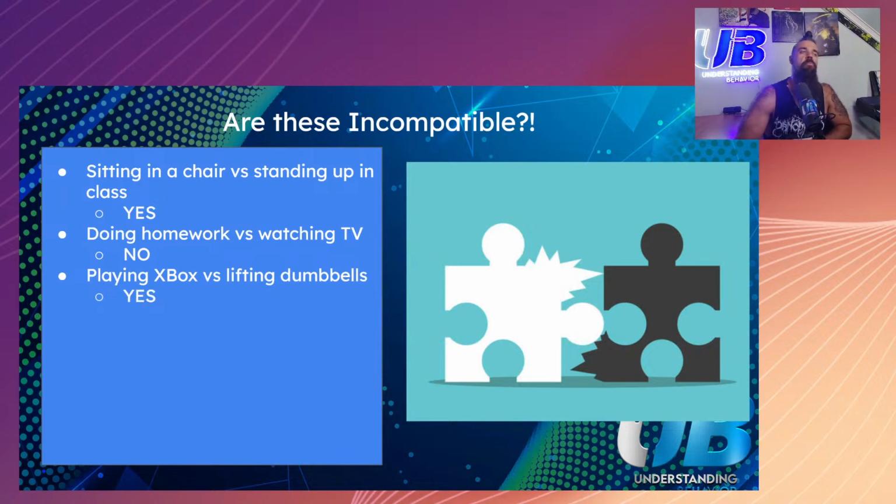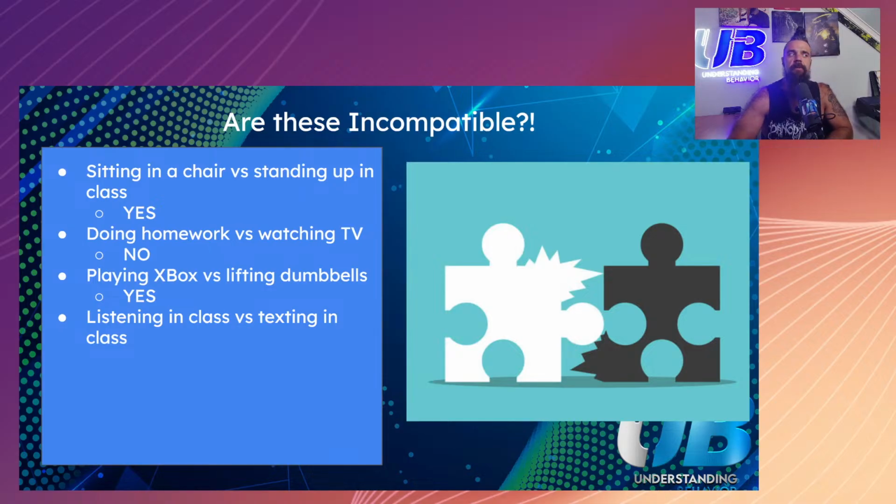Totally. So, yeah, these behaviors would be incompatible with each other. You need two hands to play your Xbox well. One hand's not going to really do it. And lifting dumbbells is going to require at least one of your hands. I guess if you're lifting with your feet, maybe, but let's not add too much information here. So, looks great, everyone. Nice job.